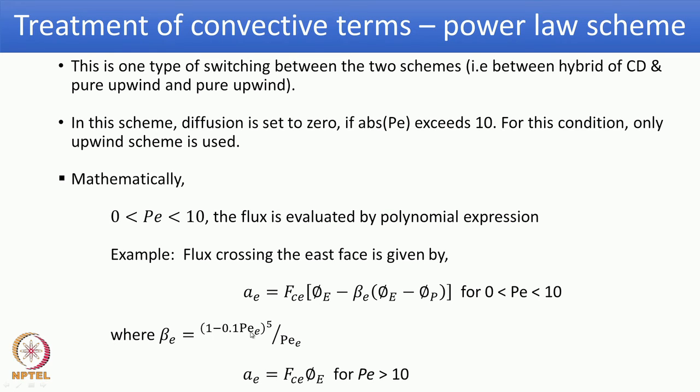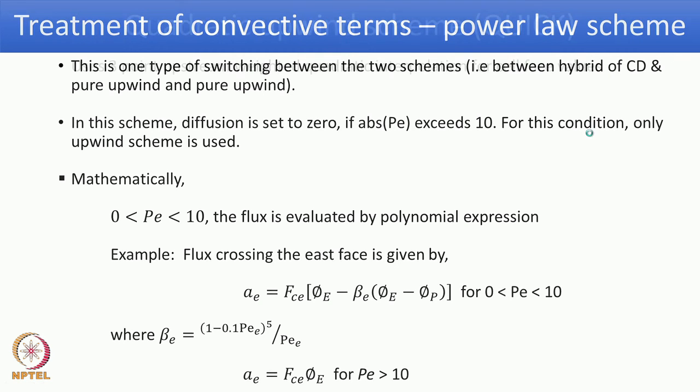If the value of P is less than 10, then you have some fraction value beta, and that goes into this value beta as some fraction value, for example 0.9. Then phi e has the pure upwinding first term, and the second term is kind of central differencing. So this has a combination of pure upwinding and central differencing type of evaluation. That is why I said it is a hybrid between two schemes, a hybrid of CD and pure upwinding.